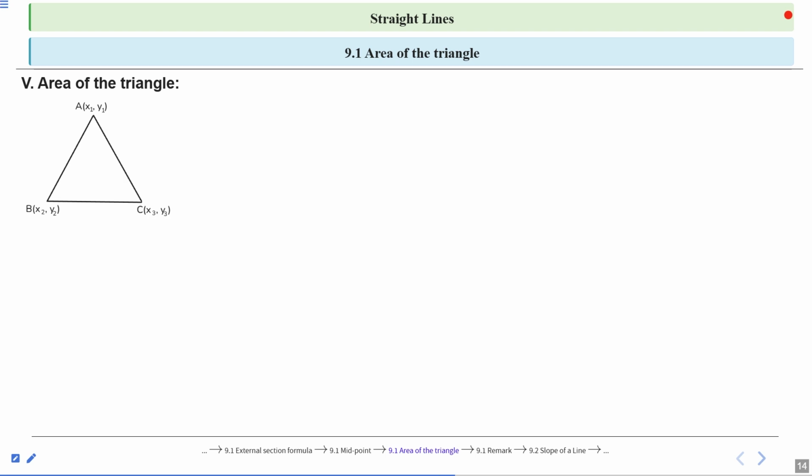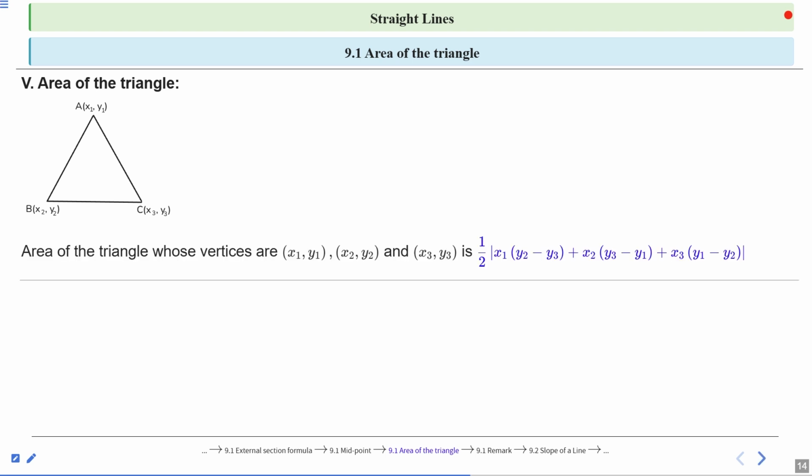Suppose we have a triangle ABC. The vertices of the triangle ABC are A (x1, y1), B (x2, y2), and C (x3, y3). So then how can we find the area of this triangle?